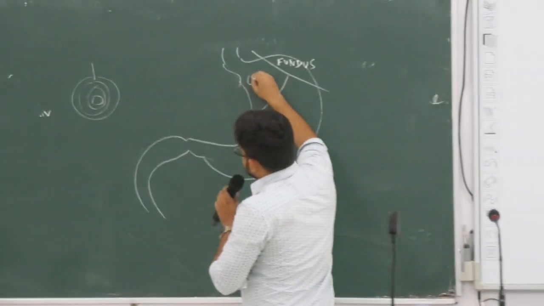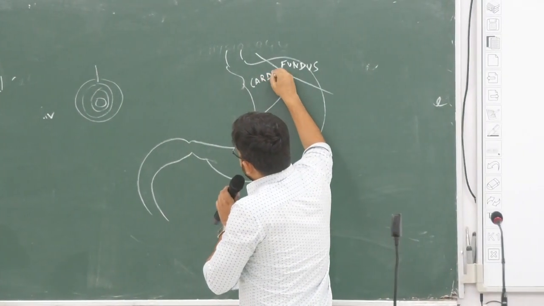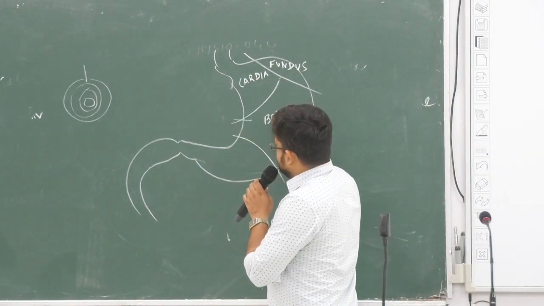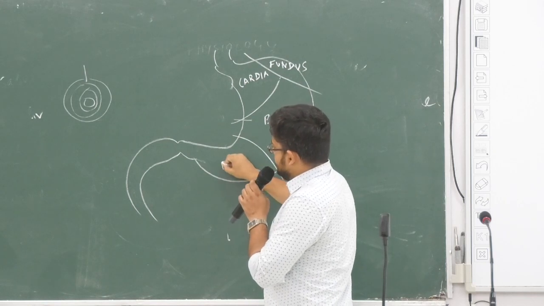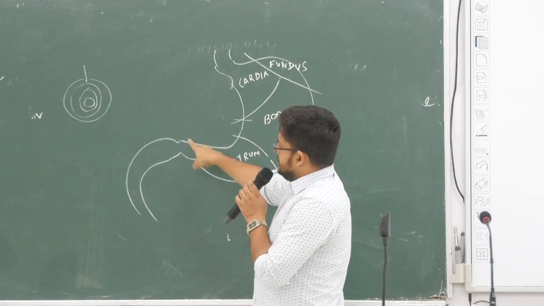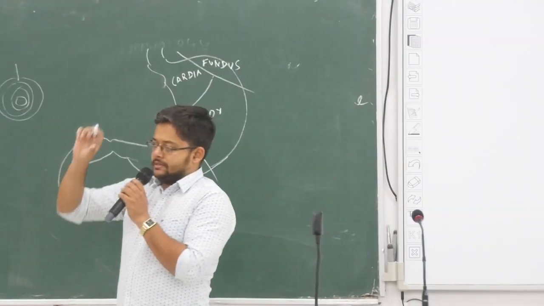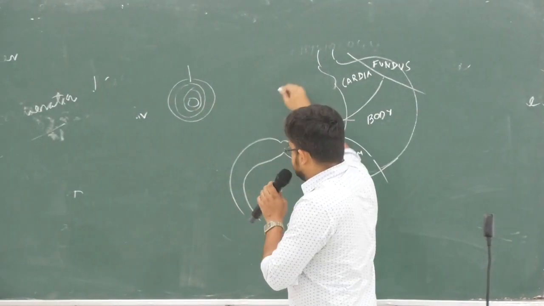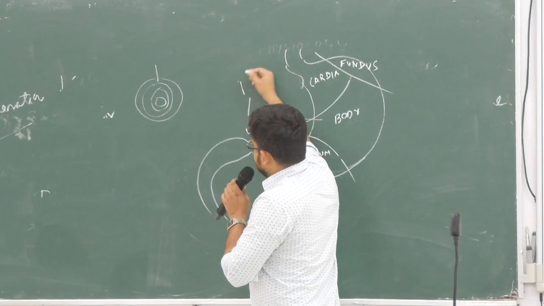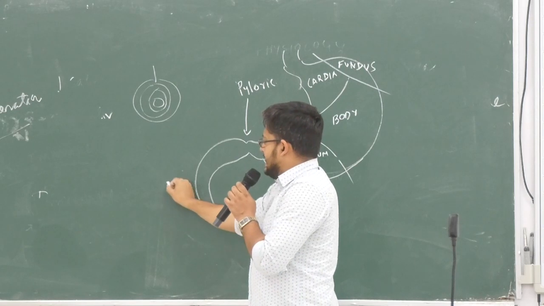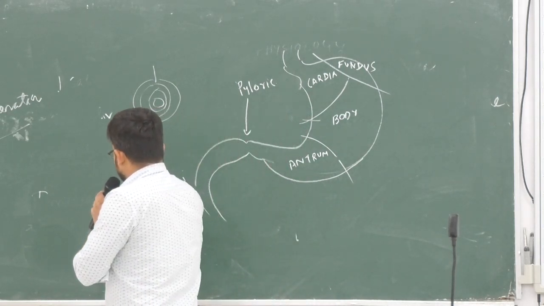Where? In the fundus. Now some other parts, this part is known as cardia. This major part is known as body, and this major part is known as antrum. There is one particular structure where things are getting constricted and again dilated. So basically the pyloric area, and this is the duodenum.